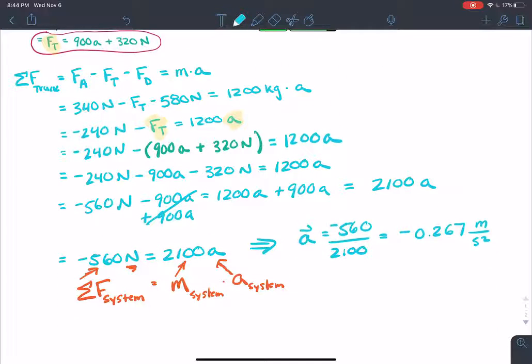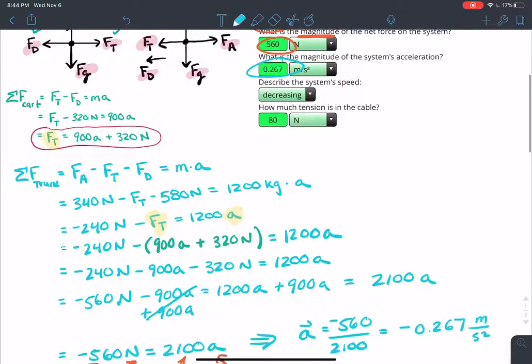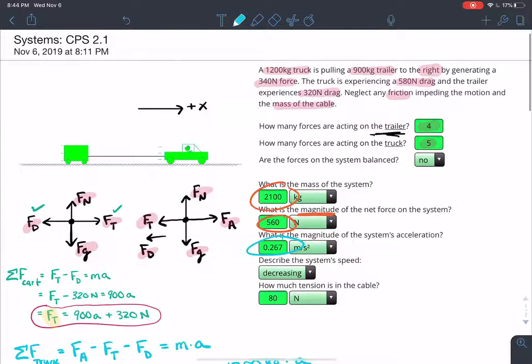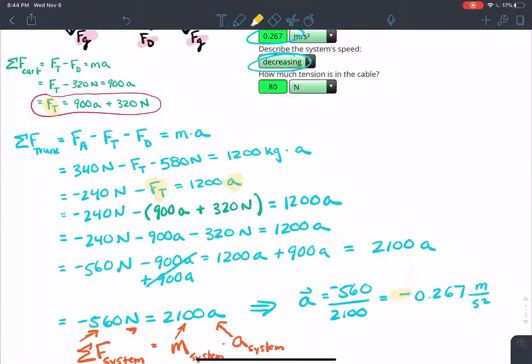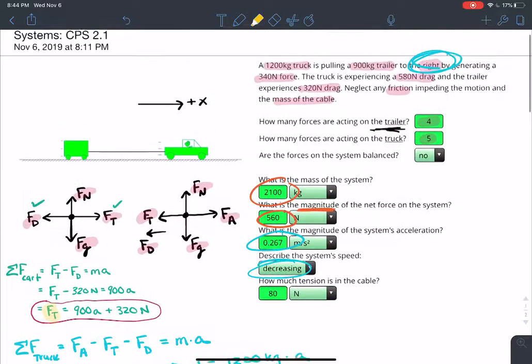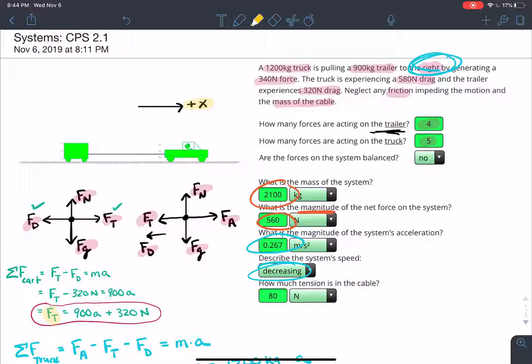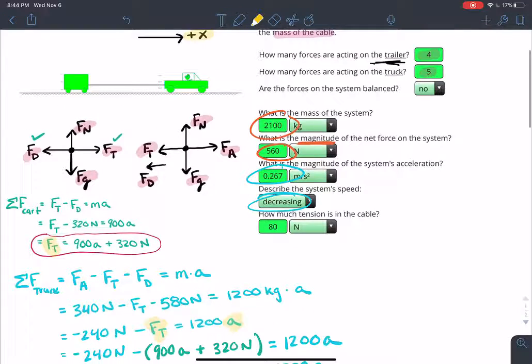Describe the system's speed. Well, we see it's got a negative acceleration, which means that its velocity is changing opposite the direction of motion. Since we are told the direction of motion in this problem is to the right, a negative acceleration means our object is slowing down, or decreasing speed. We have to look at the sign convention. Negative, in regards to our motion coordinate system, means that the force is causing an acceleration opposite the direction of motion. And then it says how much tension is in the cable.